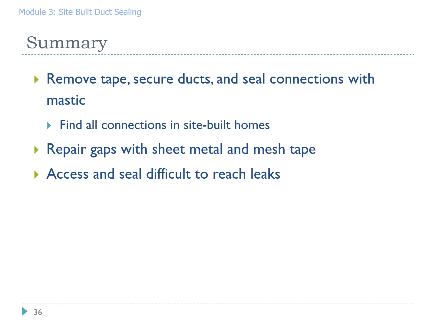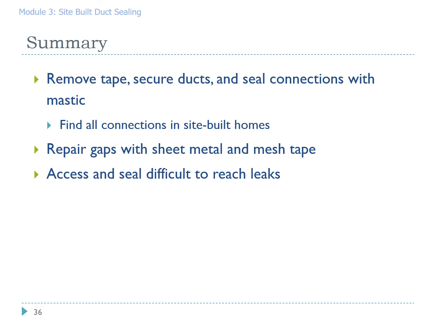To summarize what we've covered today, it is important, and it's up to you to remove tape, or at least make a good faith effort to remove whatever tape exists on the current duct system, secure the ducts with mechanical fastening systems, and seal the connections with mastic. Once again, if you can reach the connection, you have to seal it. Find all the connections in site-built homes. We've given you a few techniques to do that.